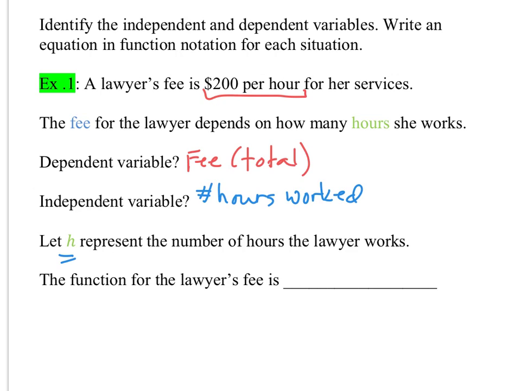So instead of x, we're using H for that independent variable. The function rule for the lawyer's fees would be, instead of f of x, we're going to do f of H equals, and here is what was important. For every hour that she worked, I multiplied by 200. 1 hour times 200 is 200. 2 hours times 200 was 400. 3 hours times 200 was 600. So however many hours, which is H, we're going to multiply by 200. So f of H is equal to 200 times H.